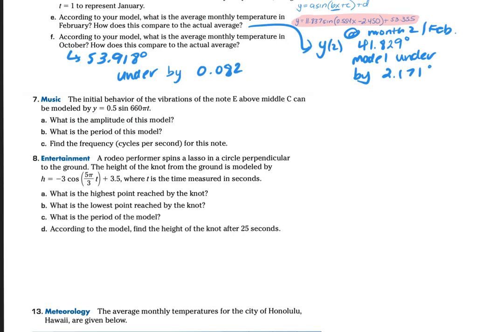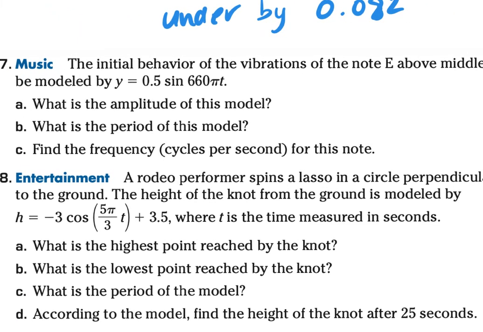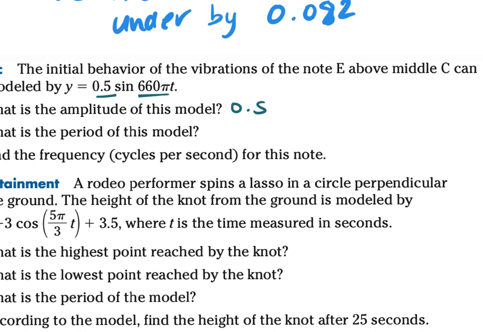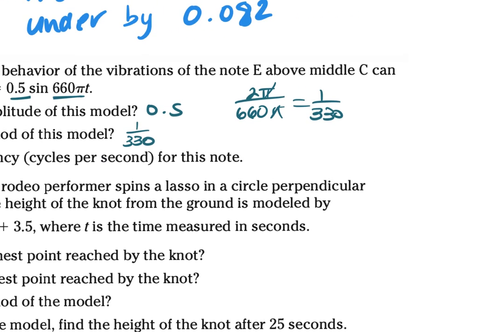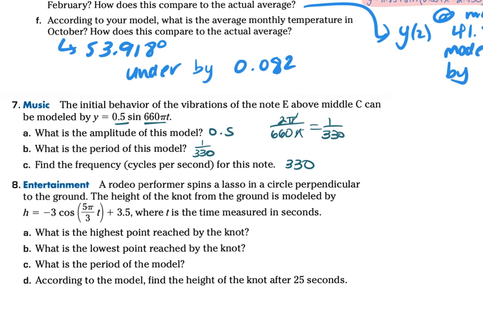All right, so number 7 was your music. So this time you get a model. It says, what's the amplitude of this model? You guys skipped these. Shame. These should not have been hard, okay? Your amplitude is 0.5. What's the period of this model? B is 660 pi. So it'd be 2 pi over that, or 1 over 330. And the frequency is the reciprocal of that, 330 cycles per second.